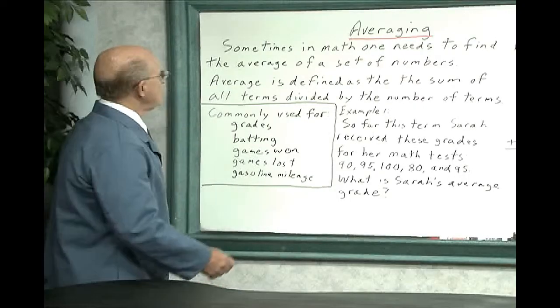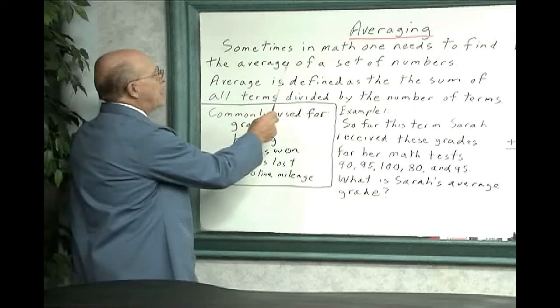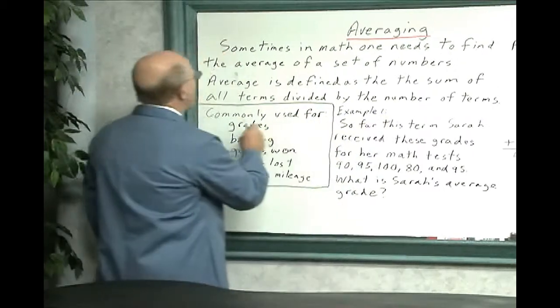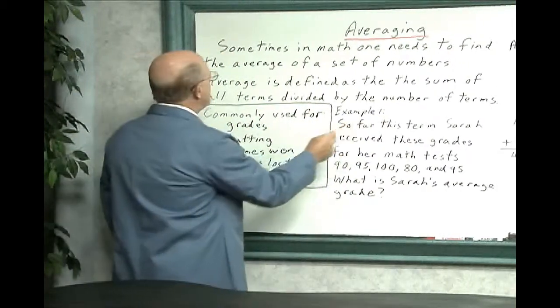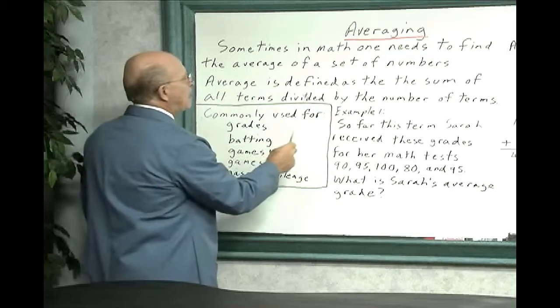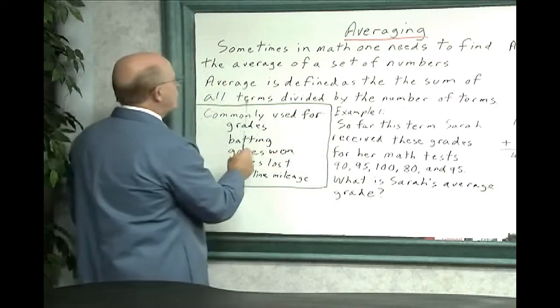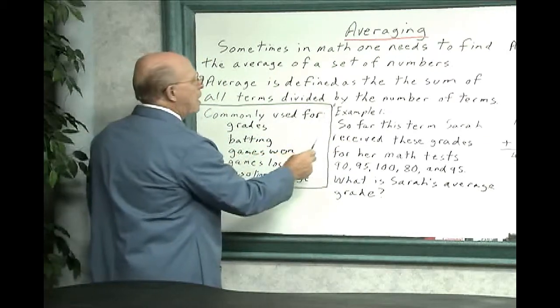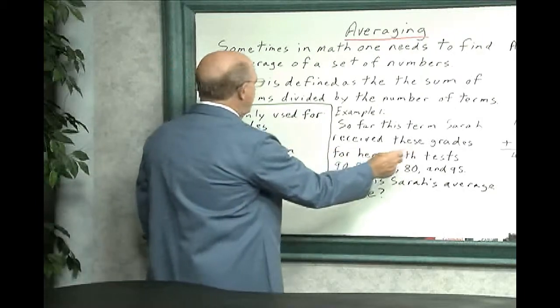Averaging. Sometimes in math, one needs to find the average of a set of numbers. Average is defined as the sum of all terms divided by the number of terms.